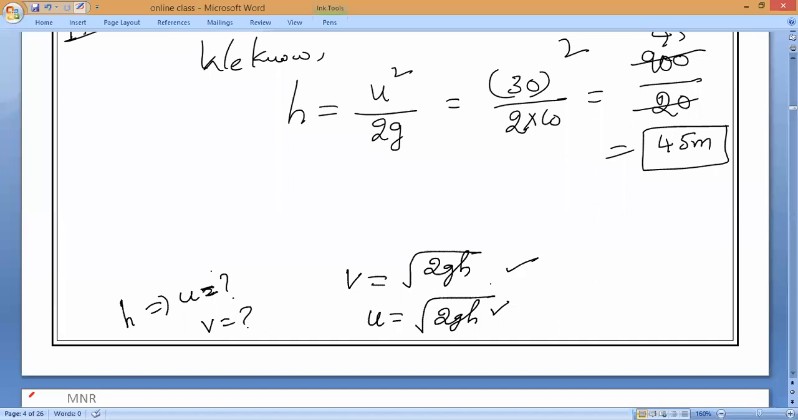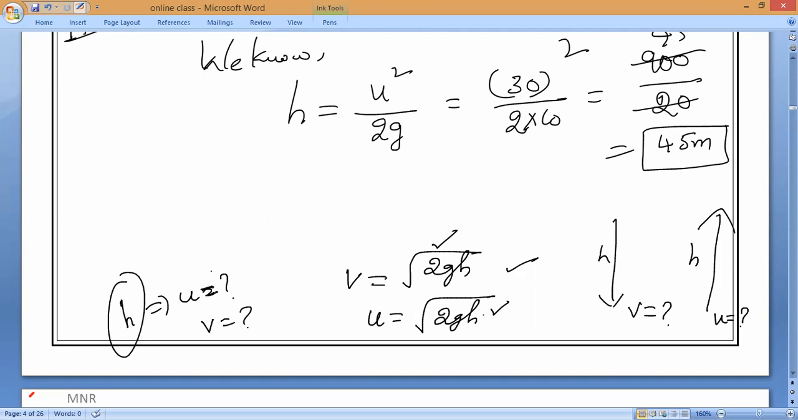Time is not needed, correct, Hari? Only height you know, and you want to find velocity. If the body is falling freely, to find the final velocity we use this relation. If the body is thrown upward and reaching maximum height, then also we can use this relation. Yes or no, Hari? Yes, sir. Time does not matter, correct? That is what I'm saying.